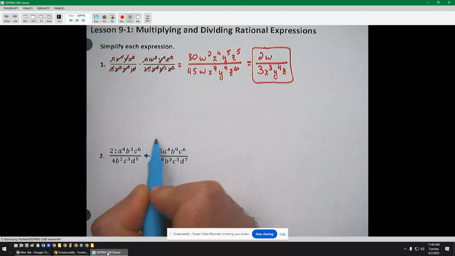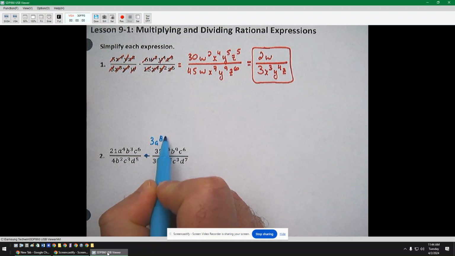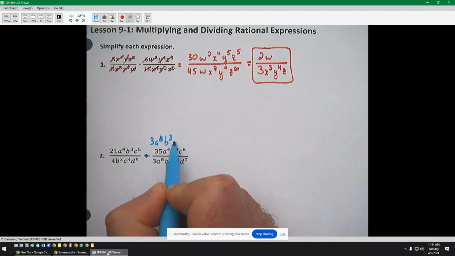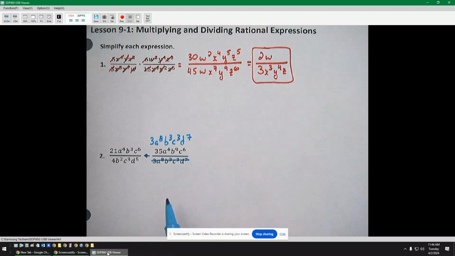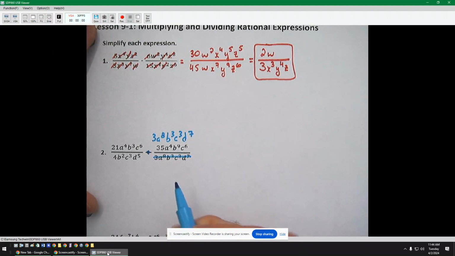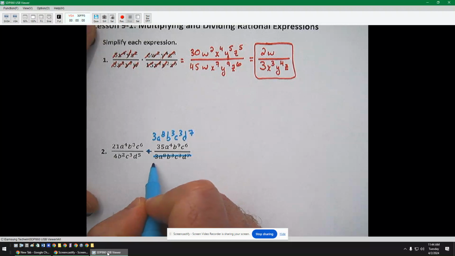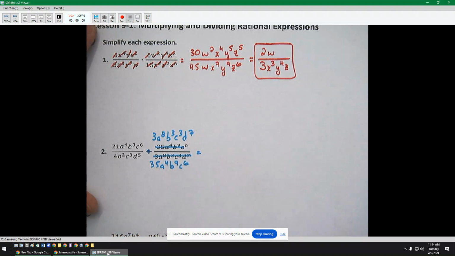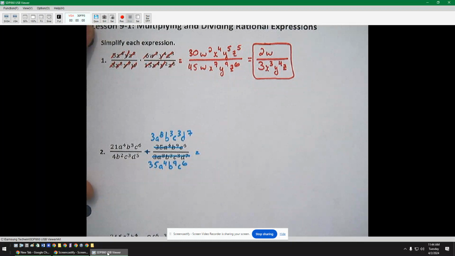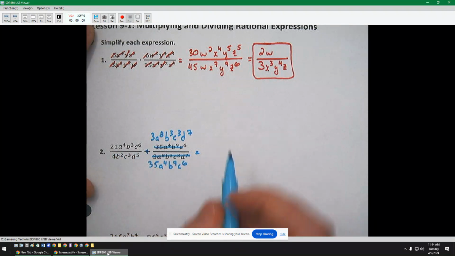So what I usually do is I write the denominator on the top, a to the 8th, b to the 3rd, c to the 3rd, d to the 7th, and then I cross that out. Write it down before you cross it out so you can actually see what's there. I'm going to do the same thing with this numerator. I'm going to flip it to the bottom, so this becomes 35, a to the 4th, b to the 9th, c to the 6th, cross that out, and then this becomes the exact same problem as up above, just with different numbers and letters. So I'm going to start off, 21 times 3 is 63.